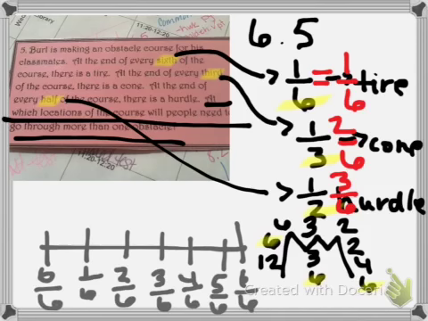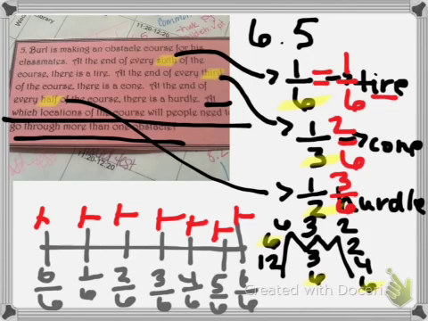Now as they go through, I have them start to label. At every 1/6, there's a tire. So T for tire, T for tire. So the person going through this obstacle course is seeing a tire every 1/6. Then every 2/6, there is a cone. So they go through, oh, here's 2/6. So cone, cone, cone. And then lastly, every 3/6, there's a hurdle. So we have a hurdle and a hurdle.